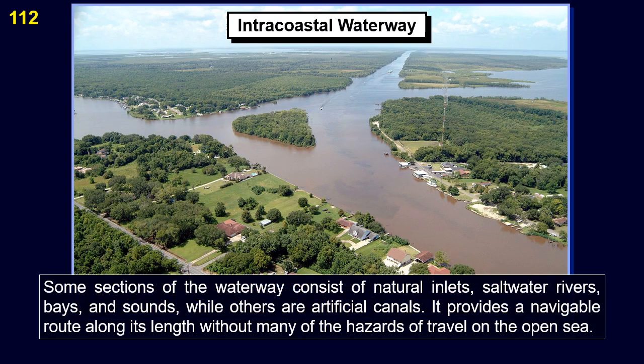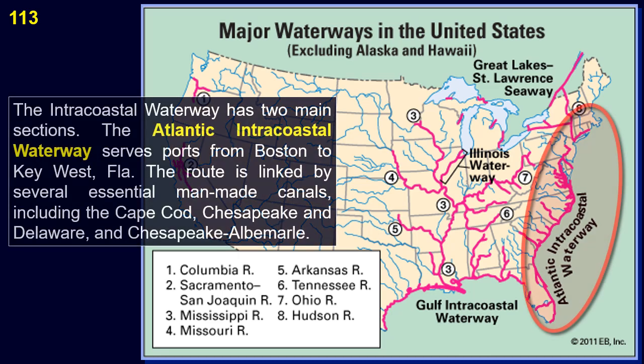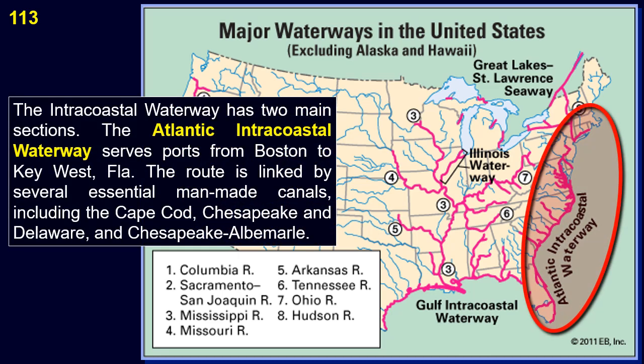Some sections of the waterway consist of natural inlets, saltwater rivers, bays, and sounds, while others are artificial canals. It provides a navigable route along its length without many of the hazards of travel on the open sea. The Intracoastal Waterway has two main sections. The Atlantic Intracoastal Waterway serves ports from Boston to Key West, Florida. The route is linked by several essential man-made canals, including the Cape Cod, Chesapeake and Delaware, and Chesapeake Albemarle.